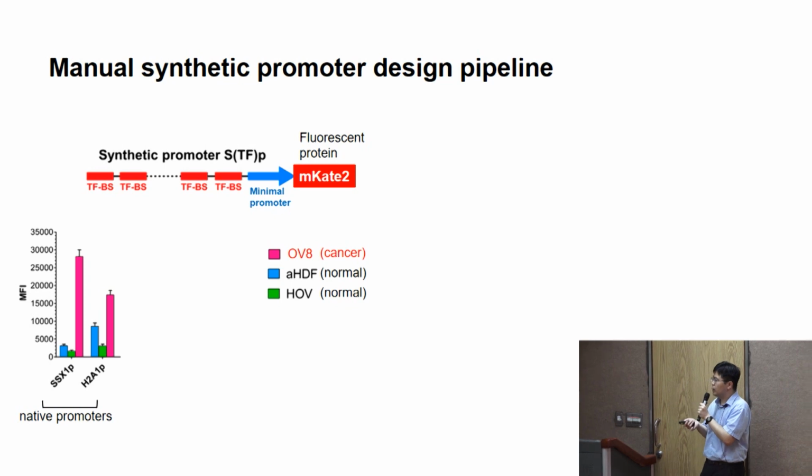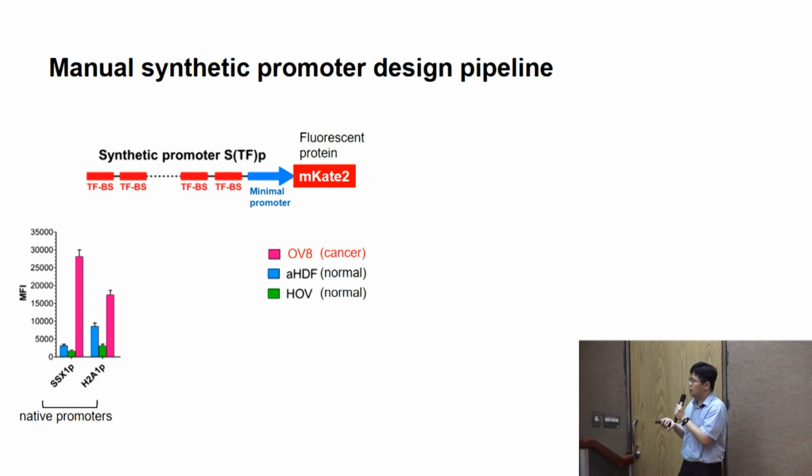Here I show you two native cancer-specific promoters. The red bar is their activity in cancer cells, and the blue and green bars are their activity in two normal cell lines. We can see both promoters indeed have high activity in cancer cells, but also significant activity in normal cells as well, and the difference is less than tenfold.